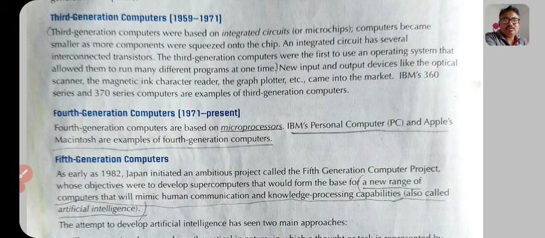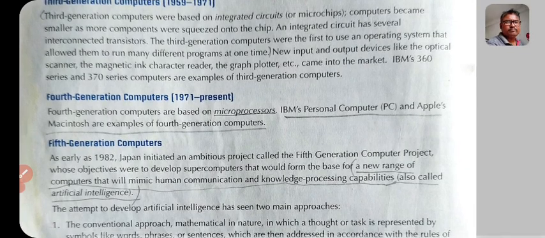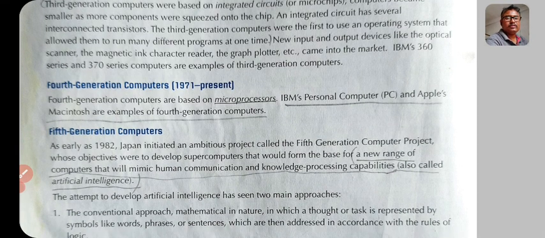So fifth generation computers are mainly for what purpose? To mimic human communication and knowledge processing capabilities, which is called artificial intelligence, robots and all. In big automobile companies, they are using robots to install the car parts. Even in hotels, robots are used in restaurants to receive the customers. This is the fifth generation computers.